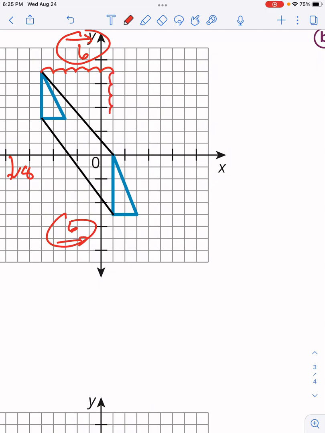1, 2, 3, 4, 5, 6. We got a 7 down. That does not match with going 8 down. Okay, so we're just going to say they are not congruent.